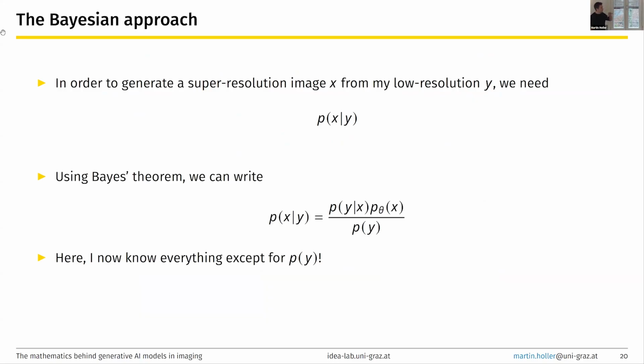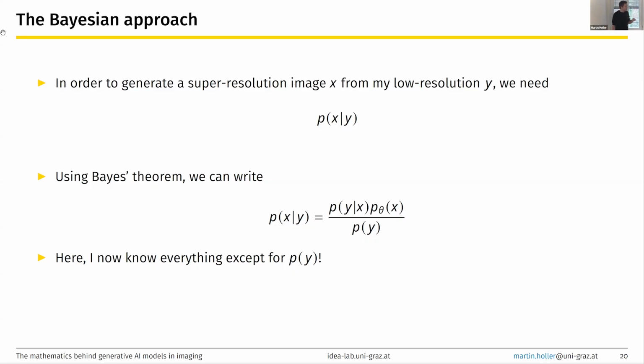Okay, and now we can use Bayes' theorem that we have derived before in order to exchange these two in the notion of conditional probability. So using Bayes' theorem, we can say, okay, the probability of my high resolution image given the low resolution image is actually the probability of the low resolution image given the high resolution image times the probability of the high resolution image divided by the probability of the low resolution image. So this was the probability of A given B is the probability of B given A times probability of A divided by B. So the formula we had before.